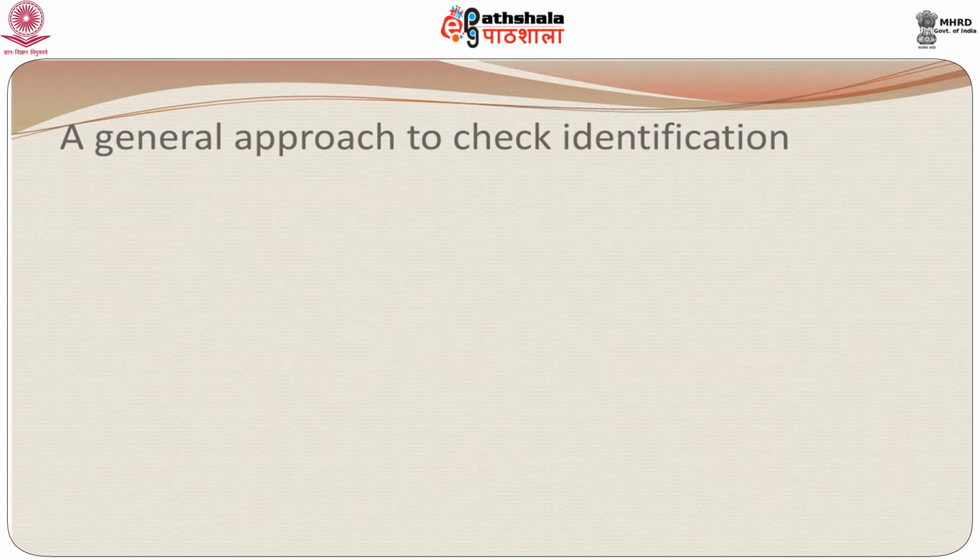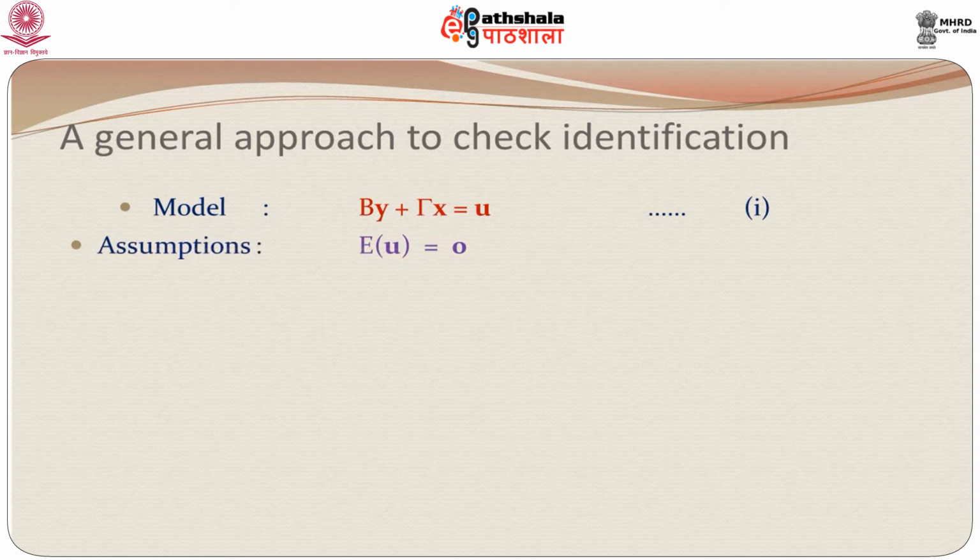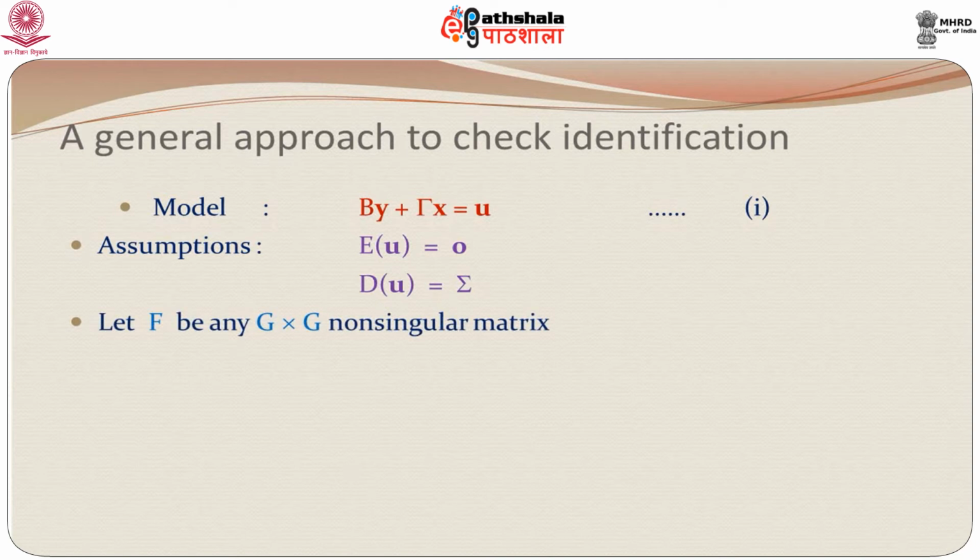A more general approach to check identification would be to use a slightly different technique. So, let us look at the model By plus gamma x is equal to u. Let us call this model 1. Now, the assumptions that we have on this model are expectation of u equal to 0 and dispersion of u equal to sigma. Let F be any G by G non-singular matrix.